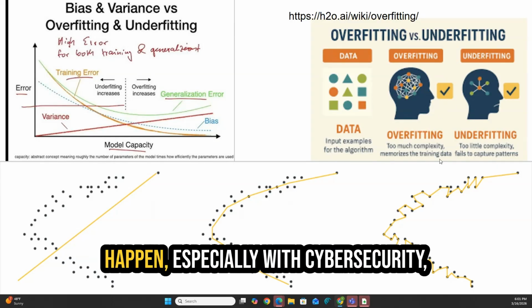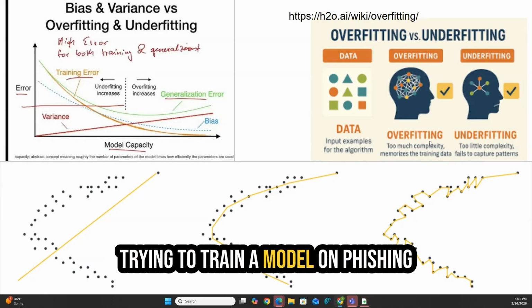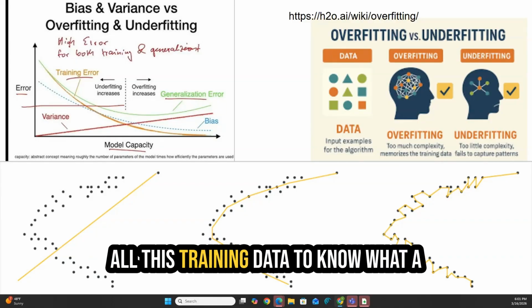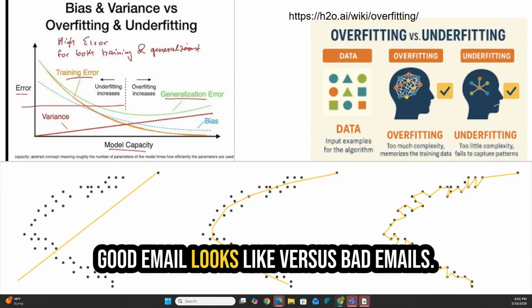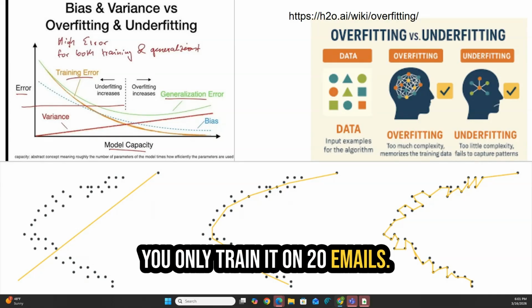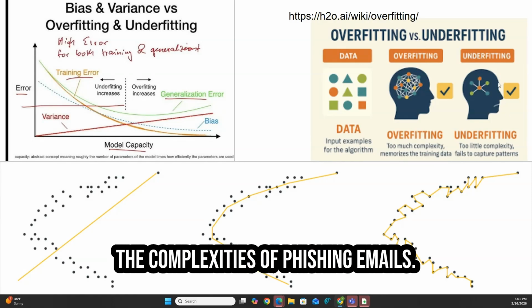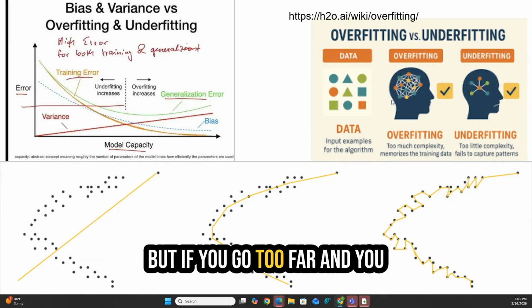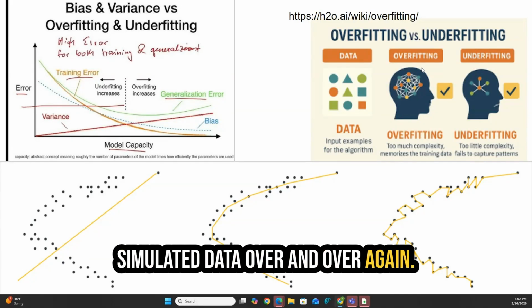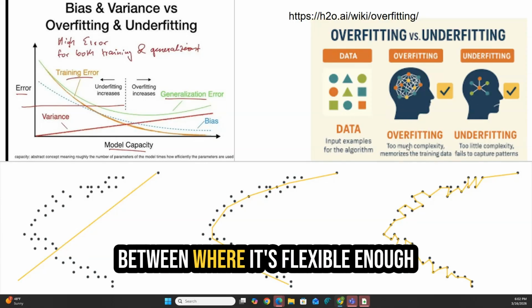These are not good things to happen, especially with cybersecurity, because think of it. Let's say you were trying to train a model on different types of phishing attacks, and you want to give it all this training data to know what a good email looks like versus bad emails, but you don't train it enough. You only train it on 20 emails. It's just going to be underfitted. It's just not going to understand all the patterns that could happen with the complexities of phishing emails. But if you go too far and you just give it a bunch of fake, simulated data over and over again, the same data over and over, it's going to memorize just that pattern. You want to have something in between where it's flexible enough.